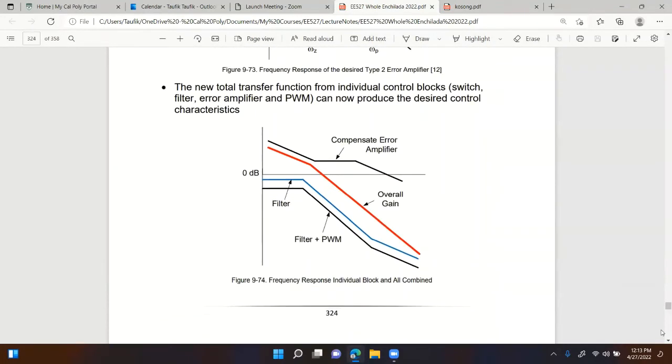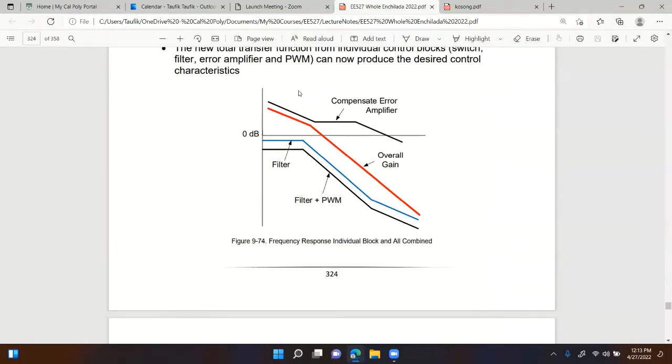So type 2 amplifier, what we covered last time, and the shape of the gain plot of the compensator looks like this, right? High gain at low frequencies, and then a flat gain in the middle, mid frequencies, and then also low gain at high frequencies, right? And by adding this gain plot to the existing plot from filter and PWM, we can satisfy the open loop stability criteria. Again, namely high gain at low frequencies, low gain at high frequencies.